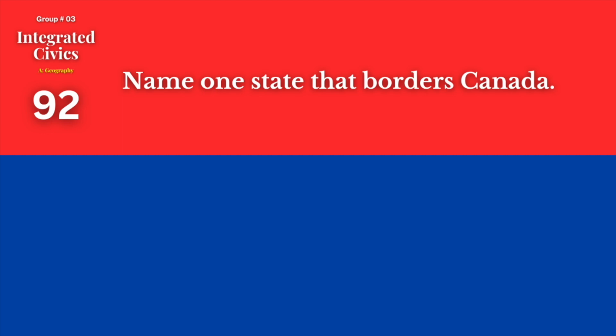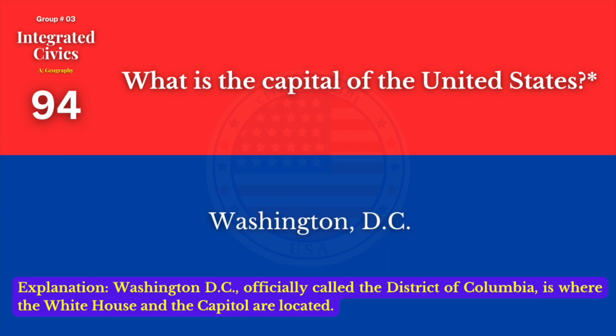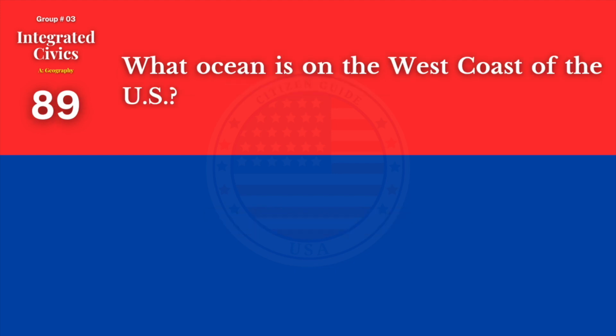Name one state that borders Canada. New York. What is the capital of the United States? Washington, D.C. What ocean is on the west coast of the U.S.? Pacific Ocean.